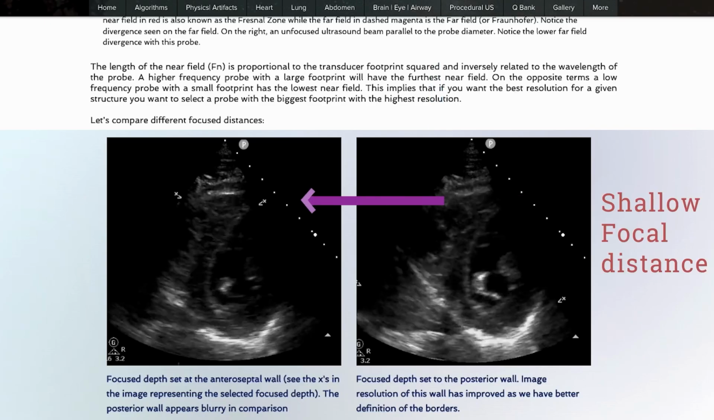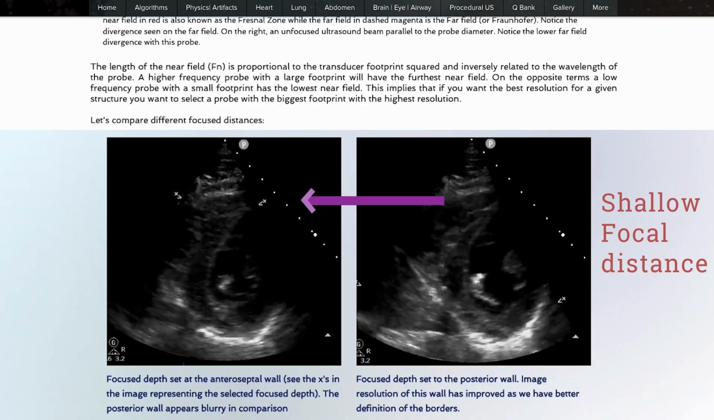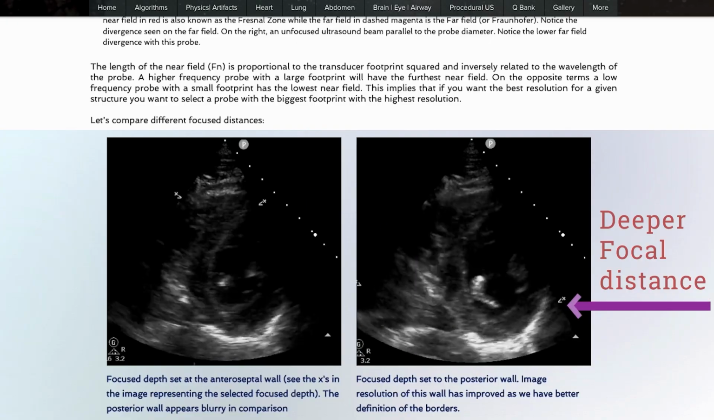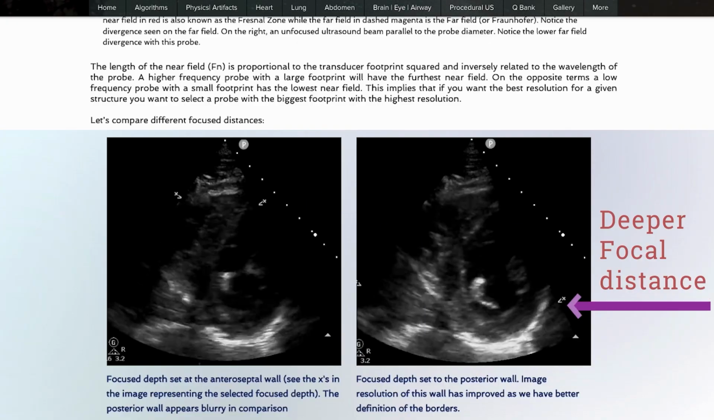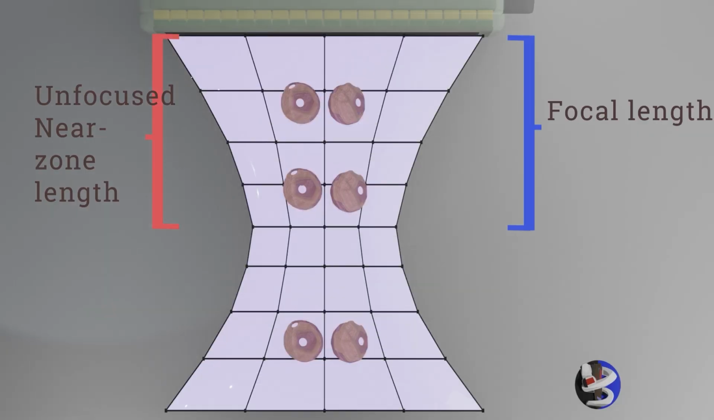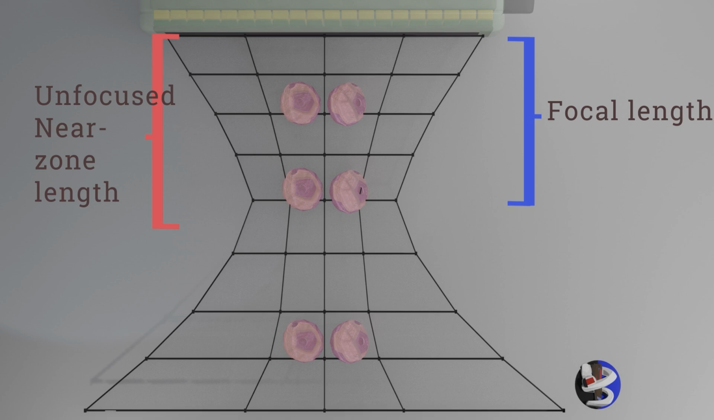We see this in action in these two examples, with focusing being turned on at different distances. Notice the better lateral resolution of this second example. This is a focused beam, and it shortens the distance of the narrowest point of the beam cast by the transducer. This allows for an optimal lateral resolution at what is known as the focal length by reducing the near zone length. At the far side of the focal region, the beam diverges and the lateral resolution worsens.